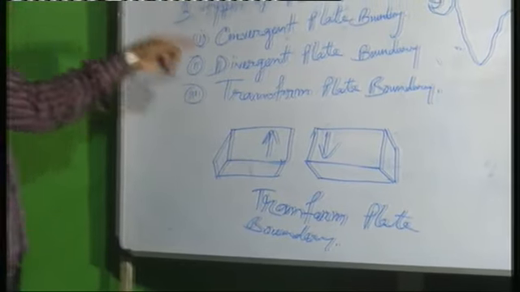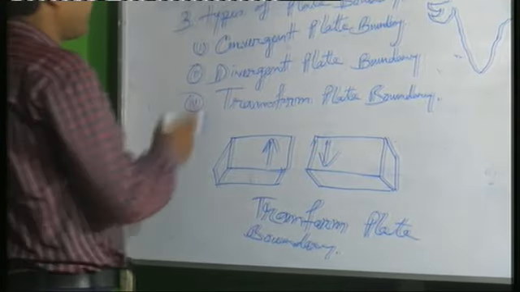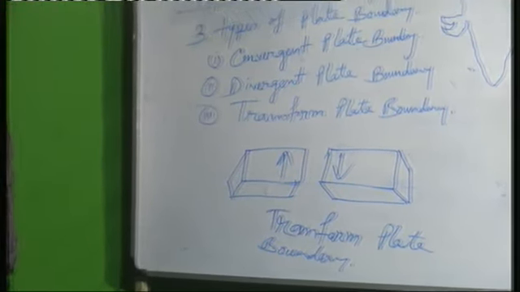So there are three types of plate boundary. Now we have completed them: this is the convergent plate boundary, this is the divergent plate boundary, and this is the transform plate boundary.